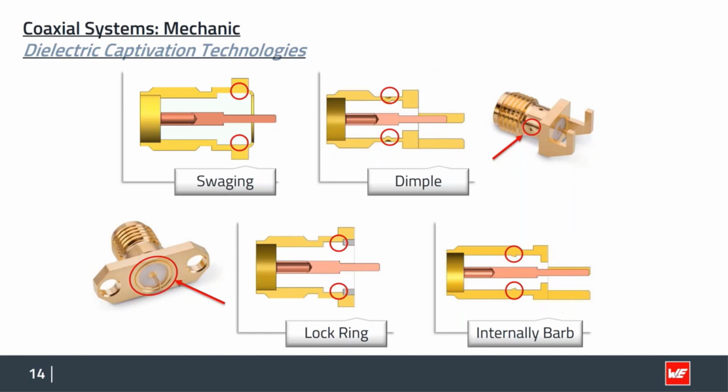If you want to really get to small, fine structures, you can use, for example, the internal barbs that are directly milled into the housing, but this is of course a lot of effort in the milling process, and so costly and only used more for the high performance connectors.